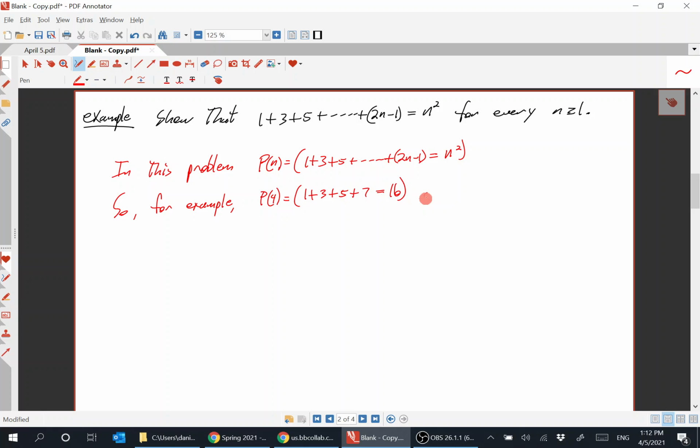Is that true or not true? It's true. It's true. Now, I don't have one in which it's false. This one is actually always true. For every n bigger than or equal to 1. But, well, P0 is not true. Well, P0 doesn't even make sense. P0 doesn't even make sense.